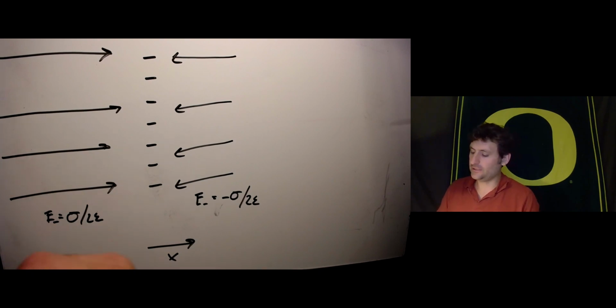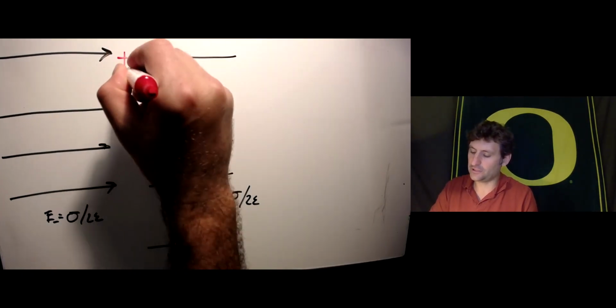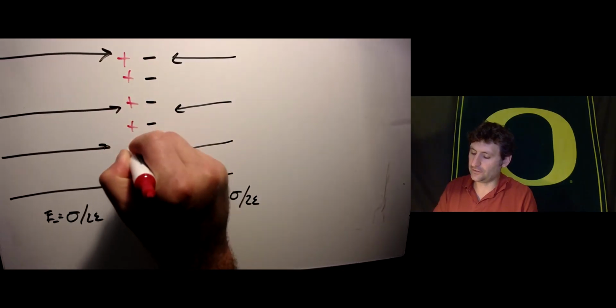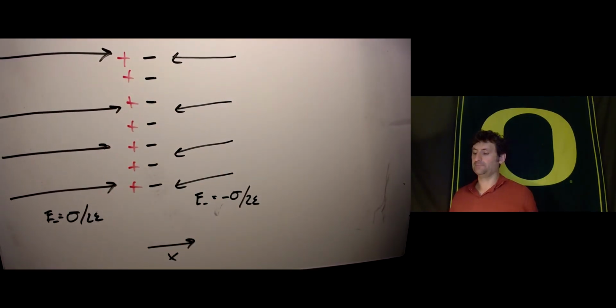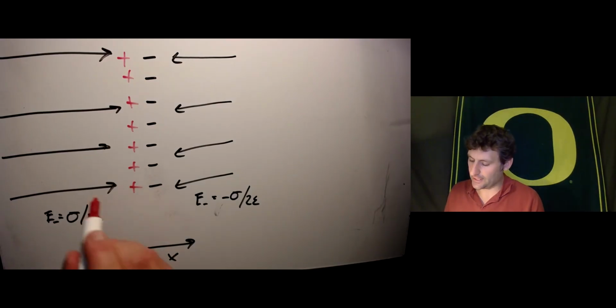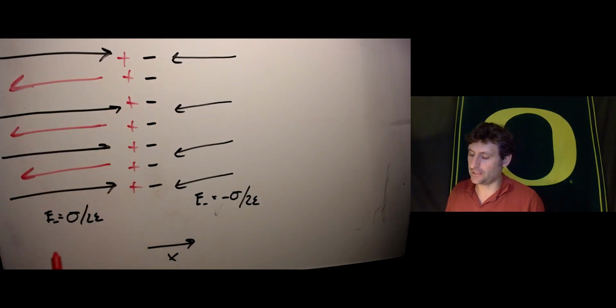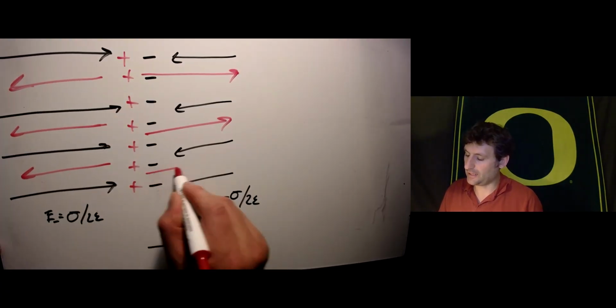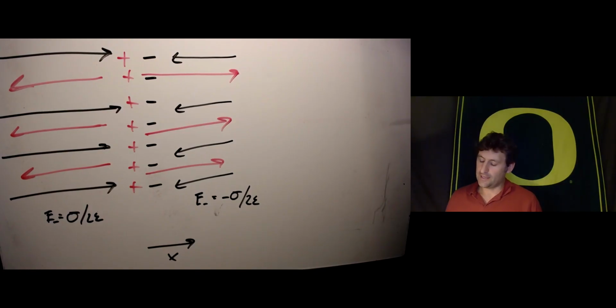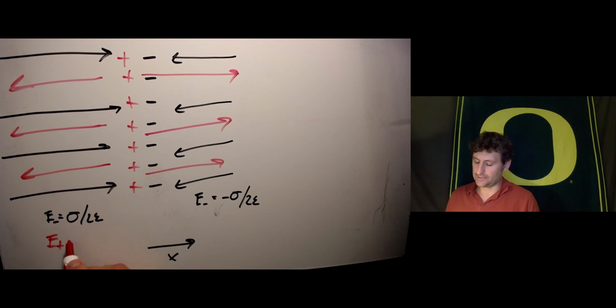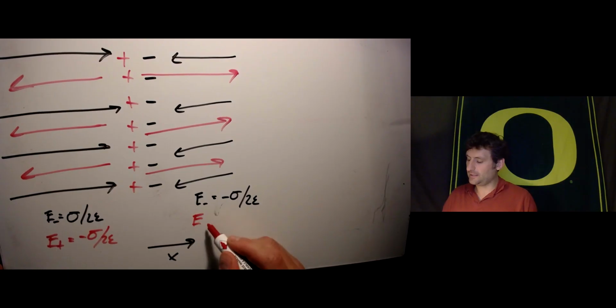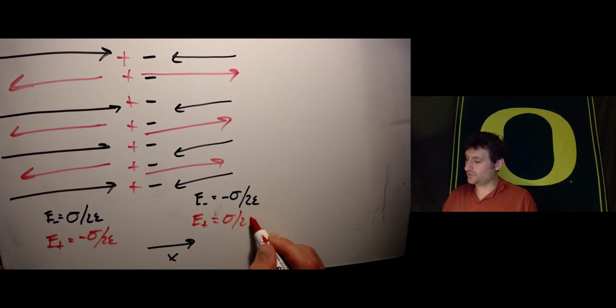Now let's add a second sheet, and we can do this by superposition, meaning we can just add the two fields from each charge distribution together. Well, this sheet of charge is going to have field lines going away from the positive charge, because a positive test charge would be pushed away from a positive sheet of charge. And I can see that on this side, I'm going to have E positive equals negative sigma over 2 epsilon. On this side, E positive equals sigma over 2 epsilon.